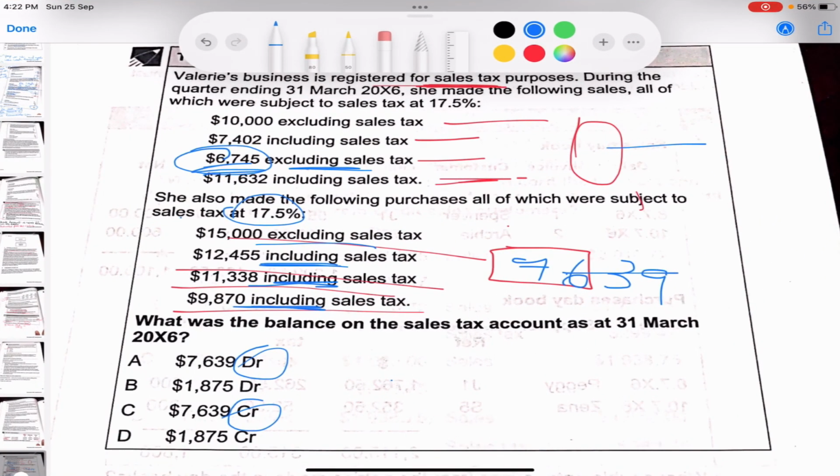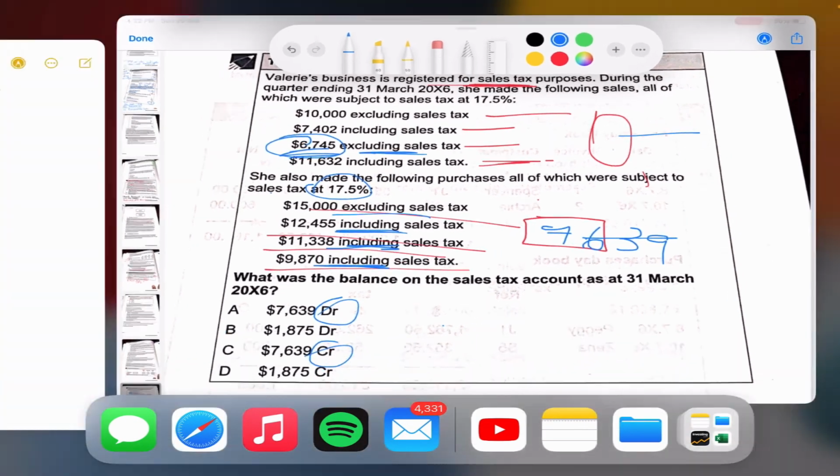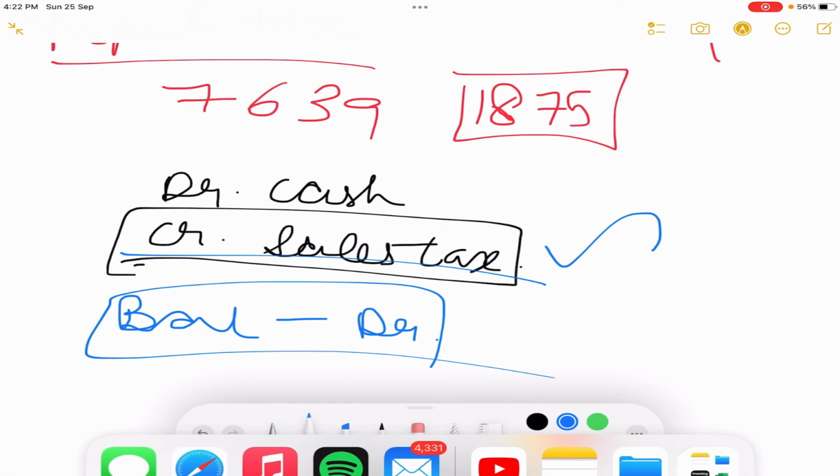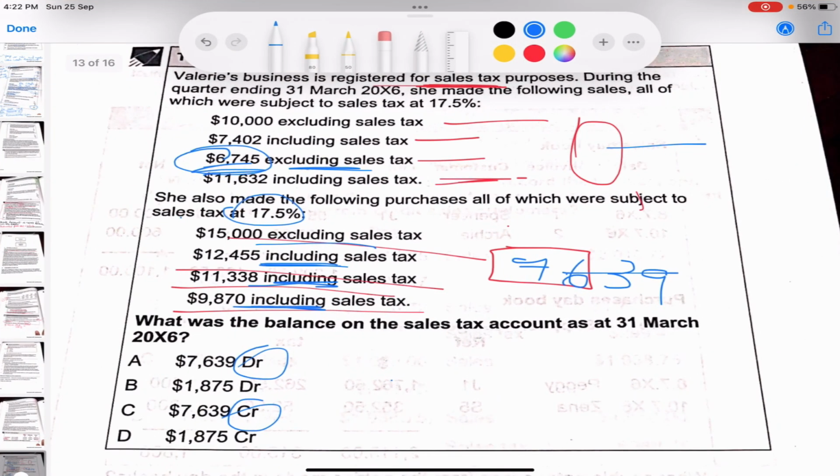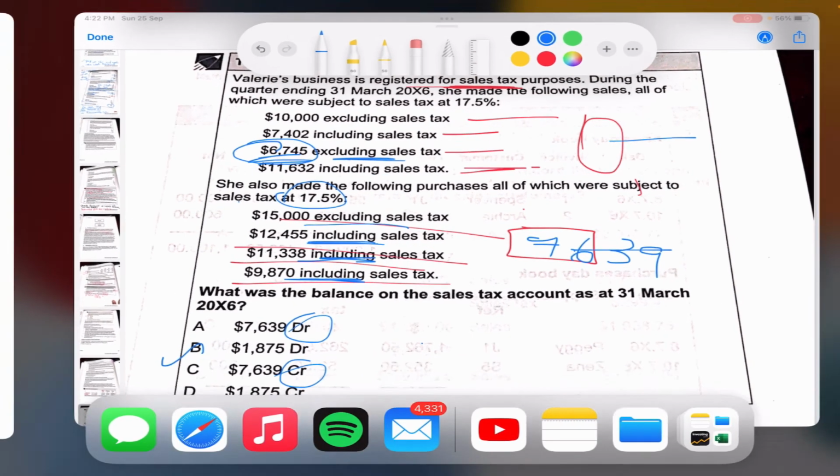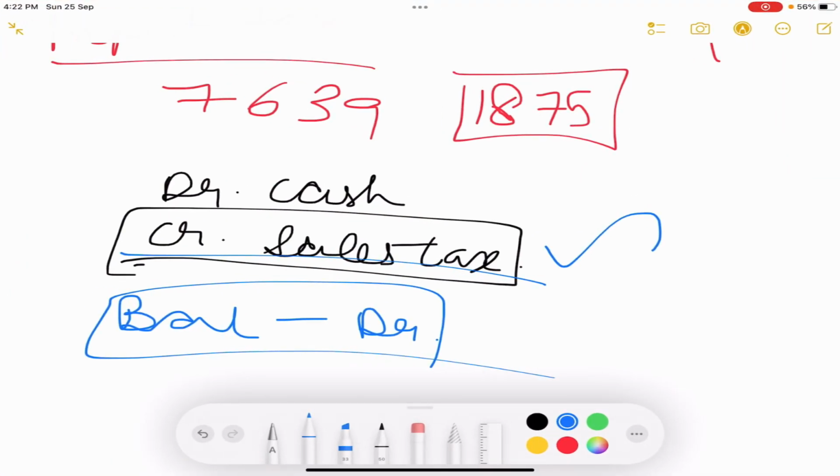Any doubt in this? Easy? No doubt? So the answer is B, which is 1875 debit. And since we are going to get a refund on it, our sales tax will get credited and our balance is debit. Okay, that's it.